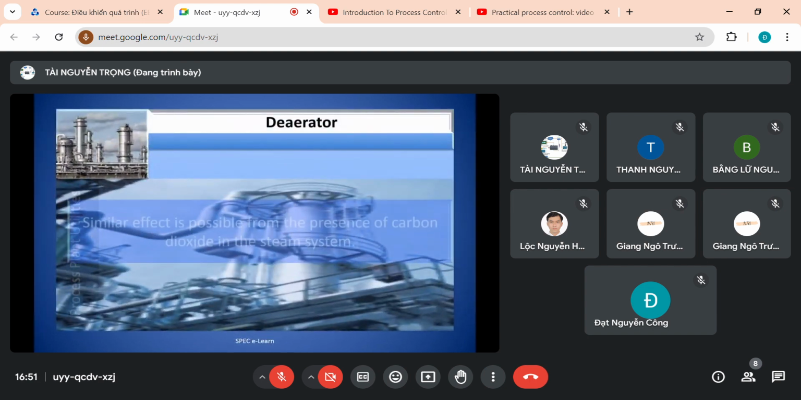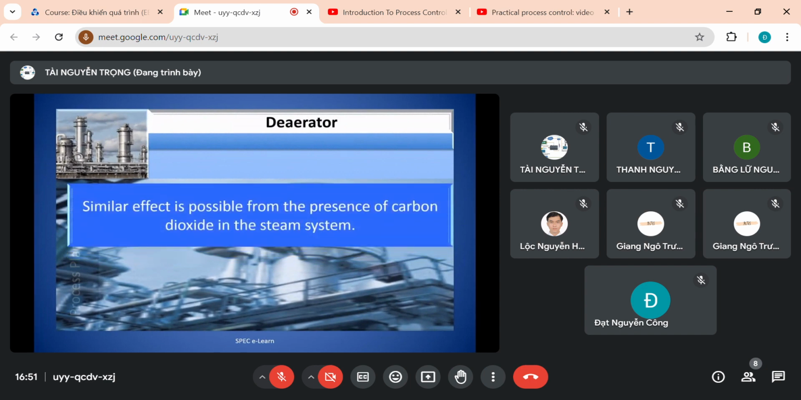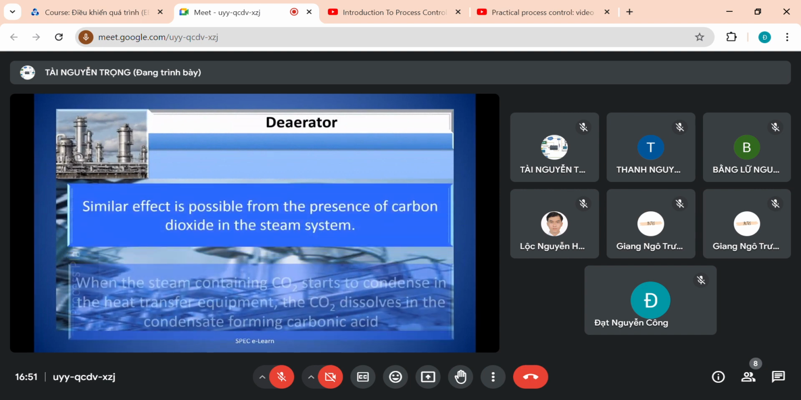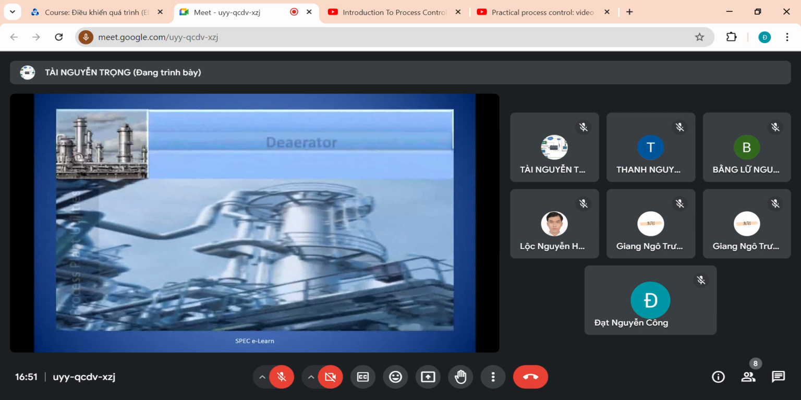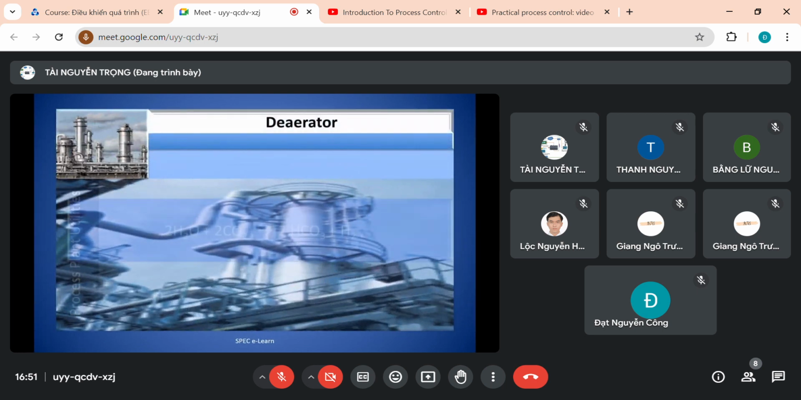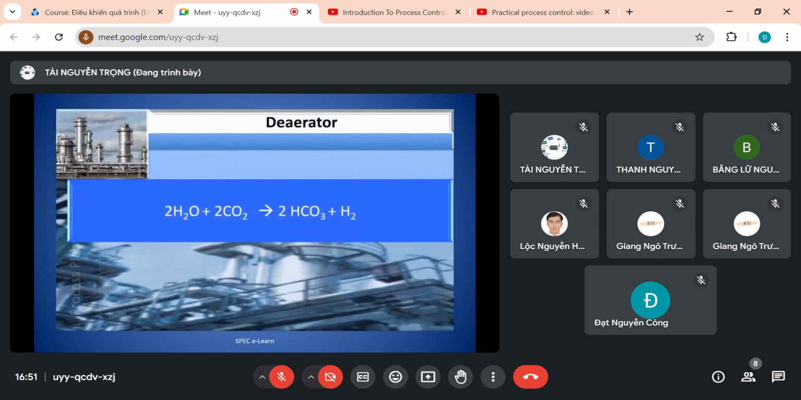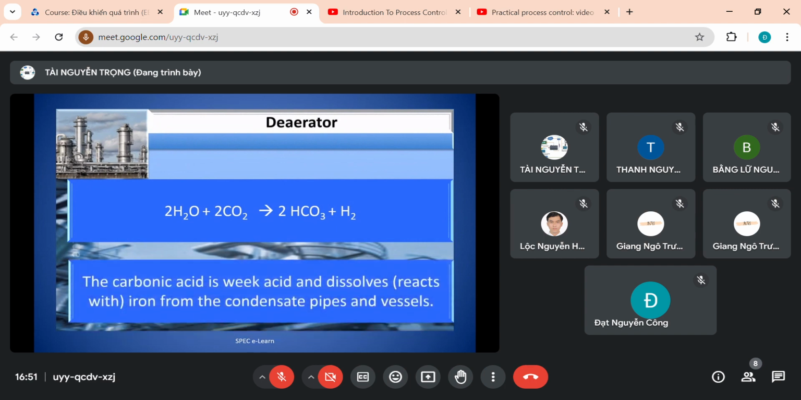Similar effect is possible from the presence of carbon dioxide in the steam system. When the steam containing CO2 starts to condense in the heat transfer equipment, the CO2 dissolves in the condensate, forming carbonic acid: 2H2O plus 2CO2, giving rise to 2HCO3 plus H2. The carbonic acid is a weak acid and dissolves iron from the condensate pipes and vessels.